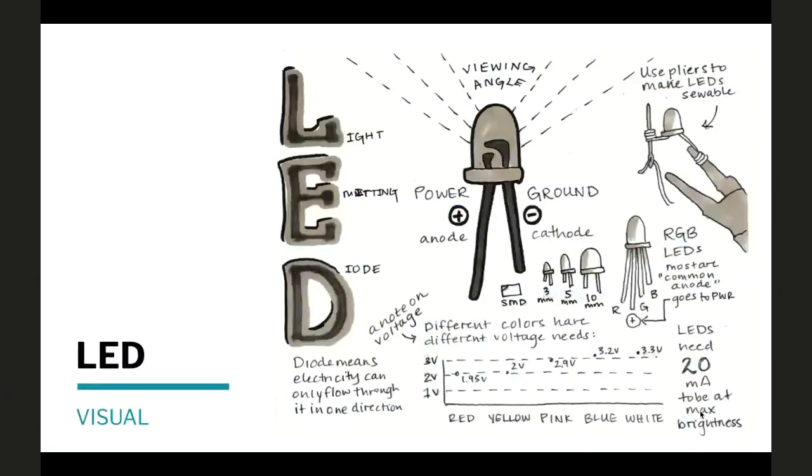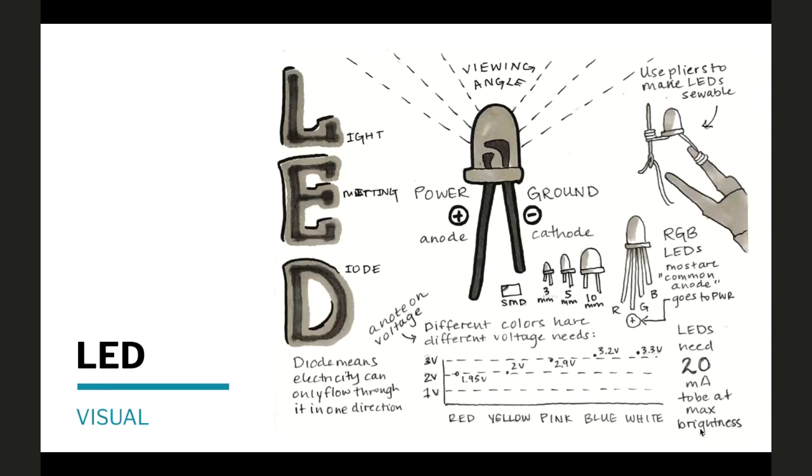We discussed this a little bit in the last e-textile class, but I just want to review what an LED is. So it's a light-emitting diode. Diode meaning electricity can only go in one direction. A consideration that you always want to be aware of with an LED is its viewing angle. That's the angle at which light is going to be dispersed through the cap.